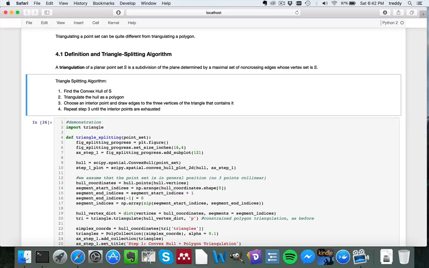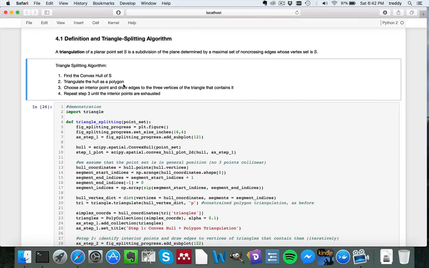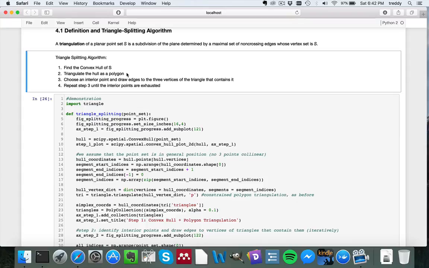So just to start off with this fairly straightforward algorithm, we basically have 4 steps. The first is to find the convex hull of the point set, which we've just learned how to do. The next step is to triangulate the hull as a polygon. The first step we can do in Python, and the second step we can do in Python using the triangle library, which again is an API to the low-level triangle library.